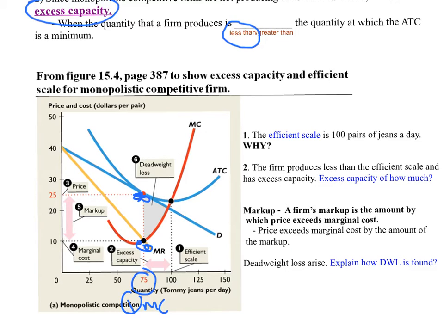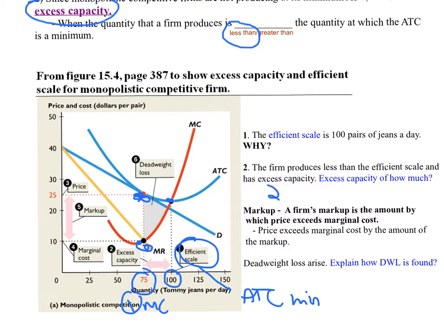Do you notice the minimum ATC point is at this quantity of 100? So the monopolistically competitive firm is producing at 75. That value is below the efficient scale quantity where the ATC curve is minimum, right? For the efficient scale, ATC has to be minimum. So therefore they're said to have excess capacity.